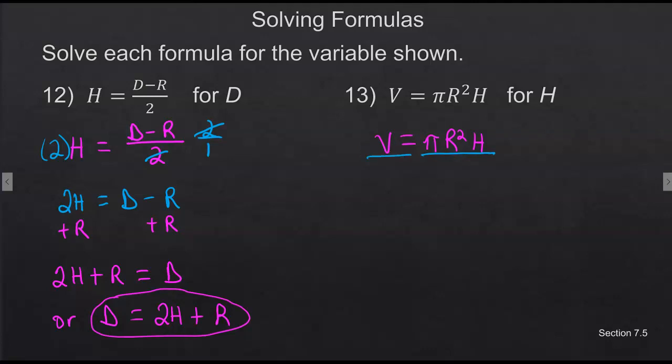Okay, so we're going to divide by pi r squared on both sides. So h is equal to v divided by pi r squared. And it's solved. So when it's all multiplication, you can divide by however many terms or however many variables are there, and just don't divide by the one that you're solving for.